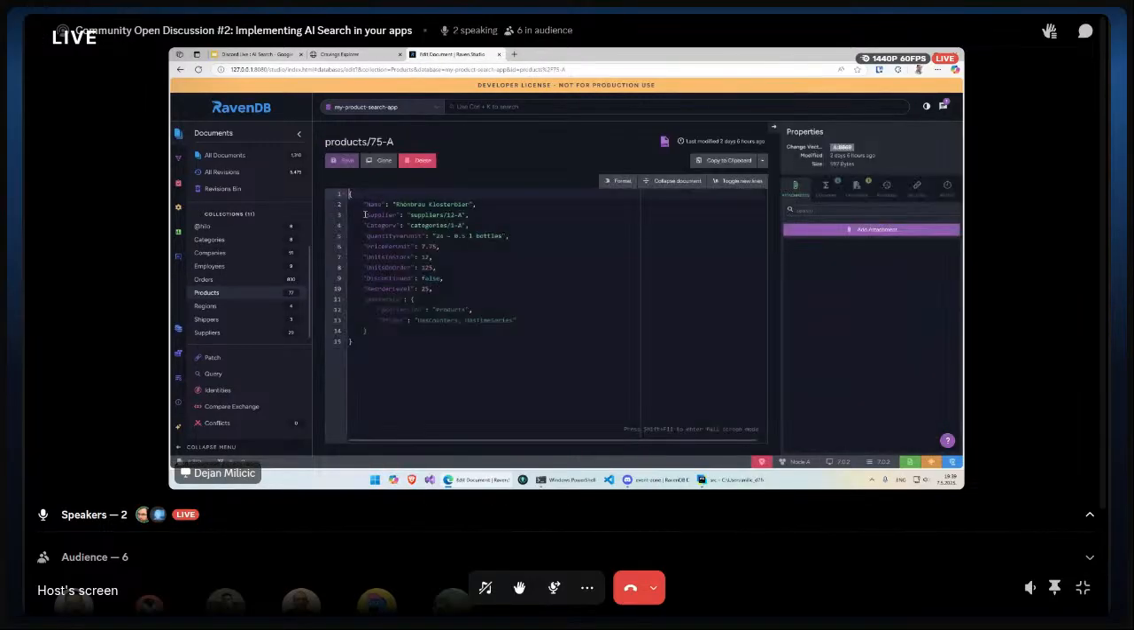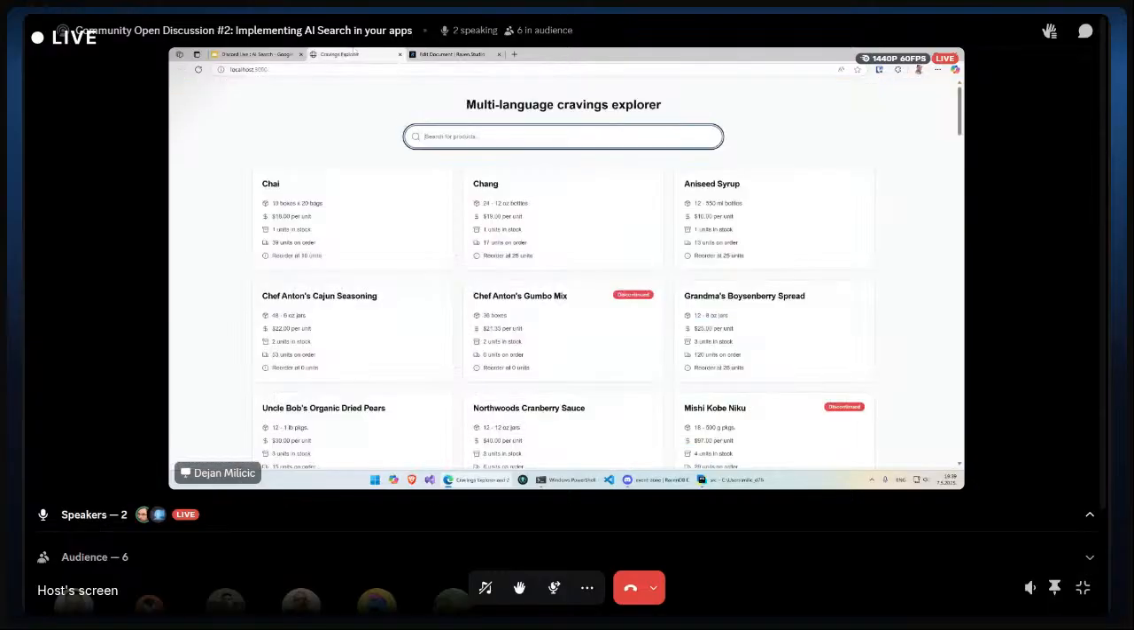A very simple model. So we have a name, and here we have identifiers of the supplier and the category, quantity per unit, etc. So you can see for each one of these products, we have that visualized on a card.